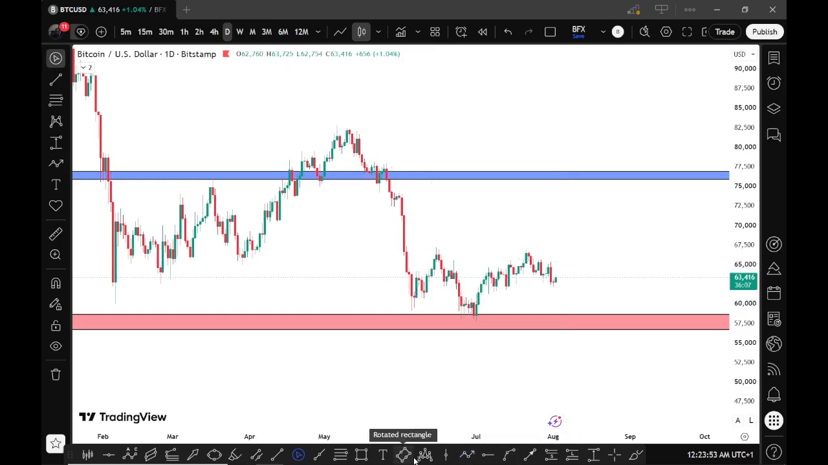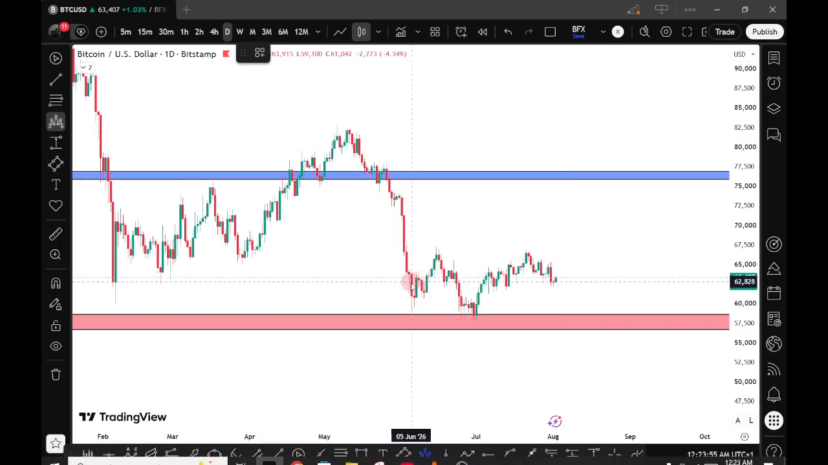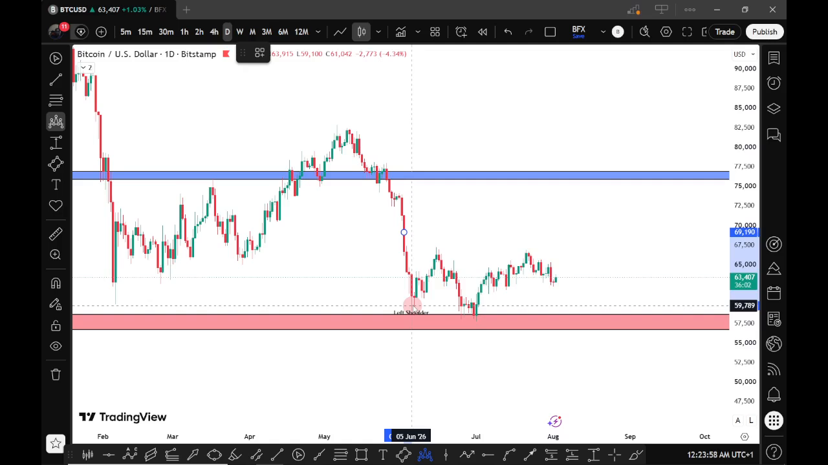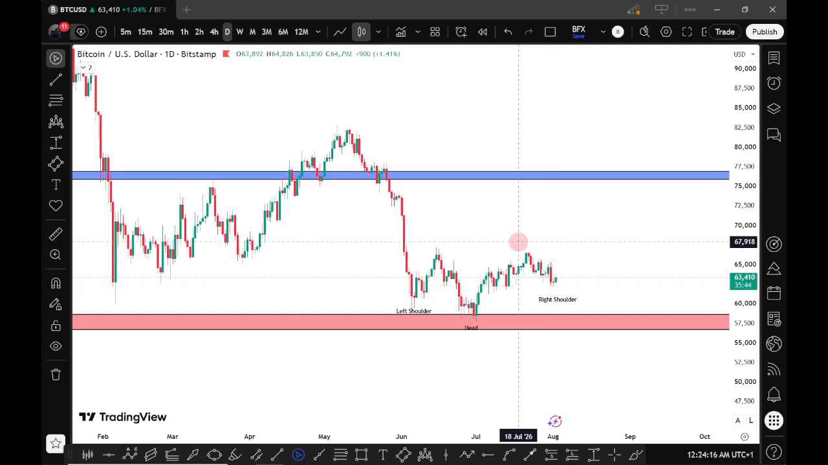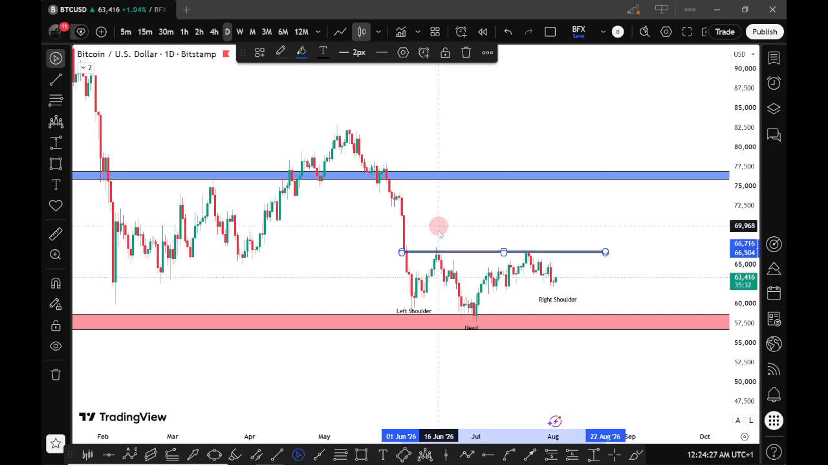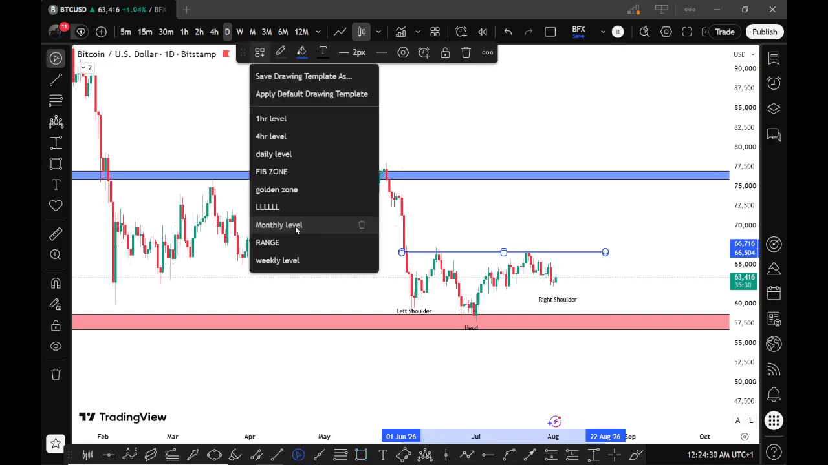So this is the left shoulder, this is the head, and this is the right shoulder. So the right shoulder should be around here. So this is what I'm looking at. We might see an inverse head and shoulders, and inverse head and shoulders, as we all know, is a reversal pattern. So we can see this place will be the neckline. This is on daily.